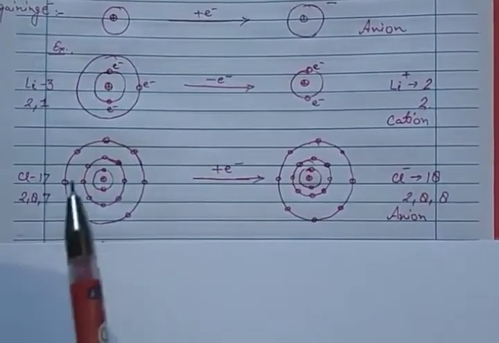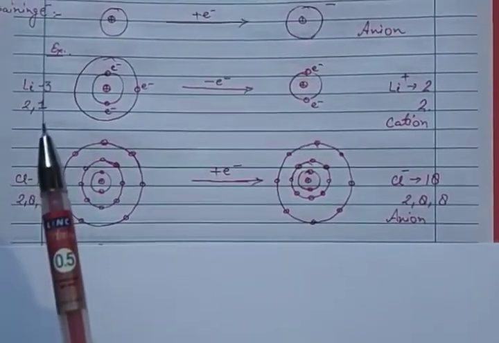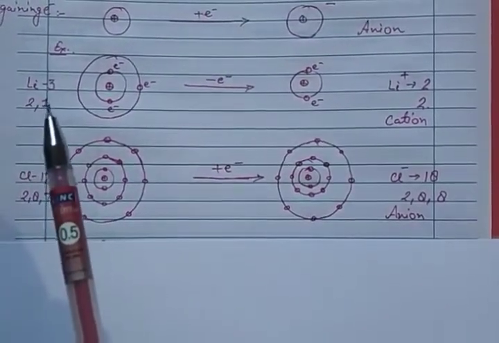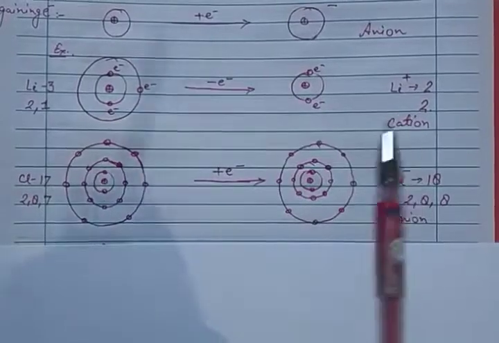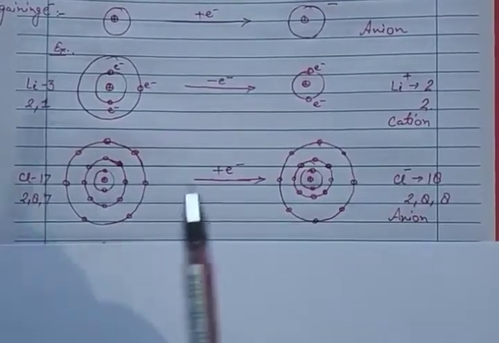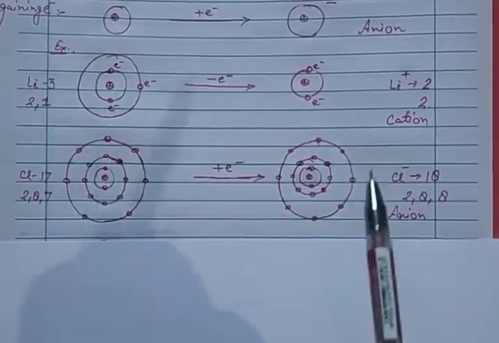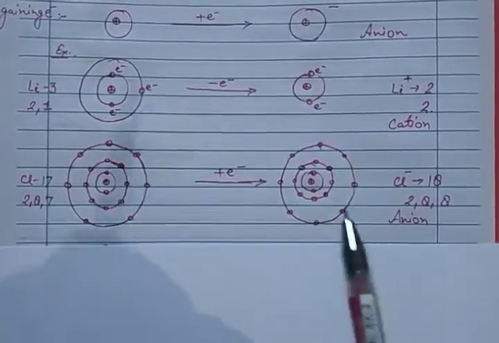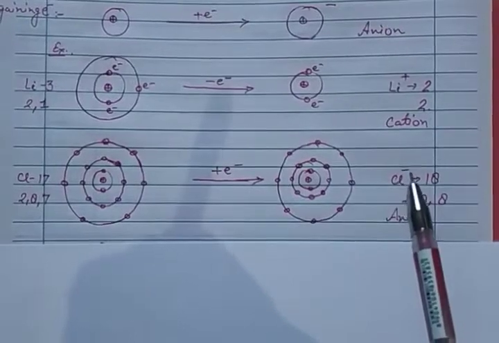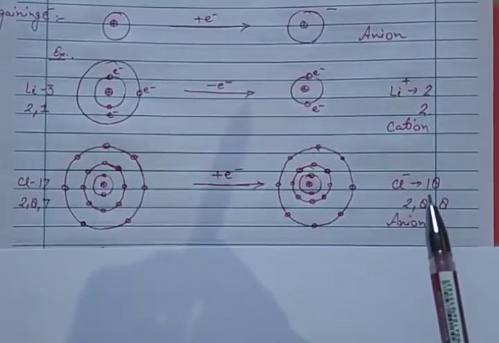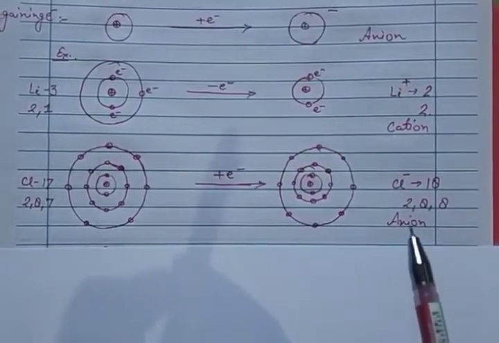Remember, as I told you in previous classes, lithium is a metal. Metals always lose electrons and non-metals always accept electrons. By accepting that electron, chlorine gets 8 electrons in its outermost orbit, gets a minus charge, and becomes an anion with 18 electrons, arranged 2, 8, 8.